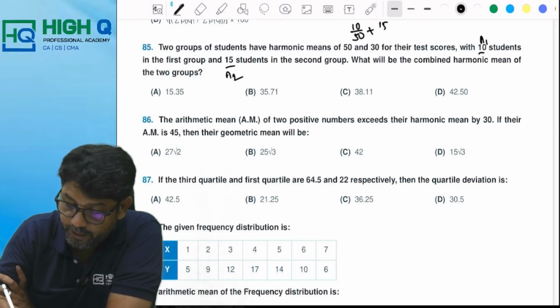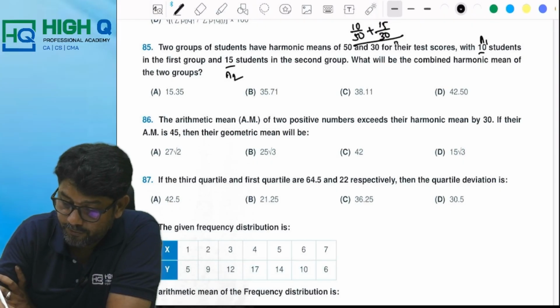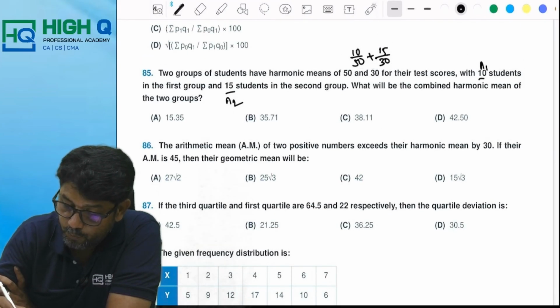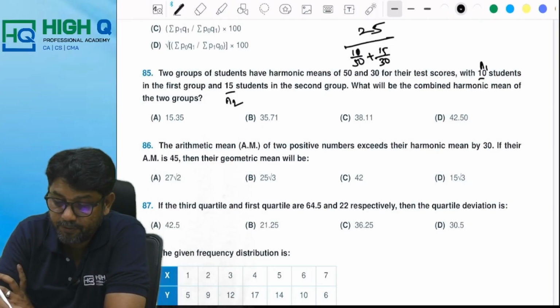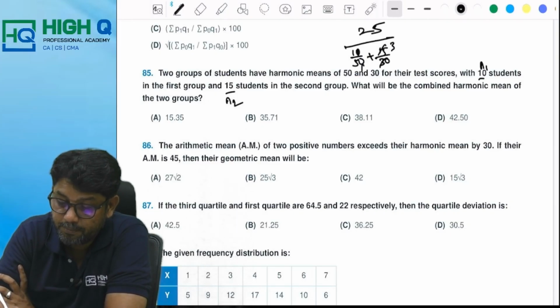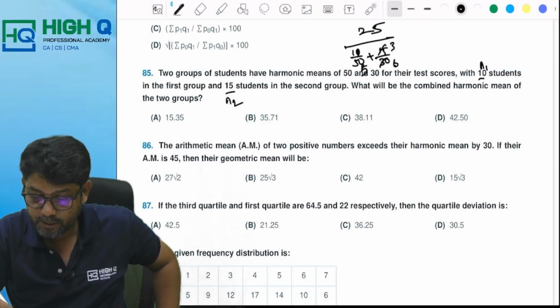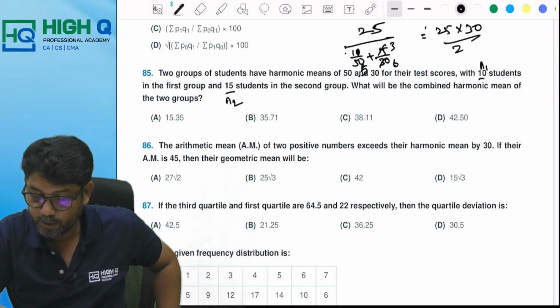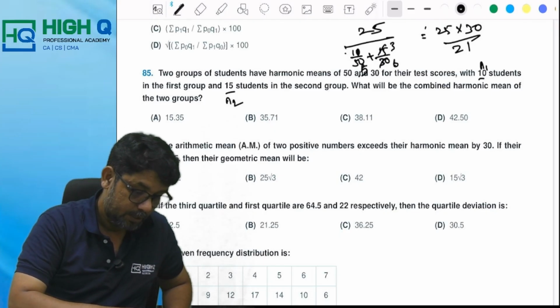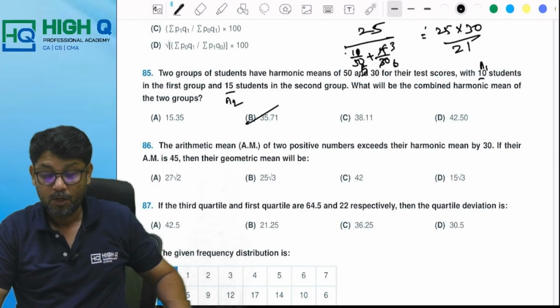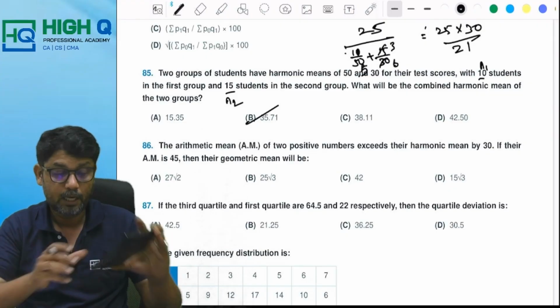So which is equal to 10 by 50 plus 15 by 30 divided by... sorry, reversed, what I did. N1 plus N2, right? Which is equal to 25. Okay, 25 divided by 10 by 50, 1 by 5. Then 15 by 30, 3 by 6. So we have to simplify this. 1 by 5, 3 by 6. So 6 plus 15 is 21, 21 by 30. So 25 into 30 divided by 21, my dear. I get 35.71. Okay, that's it.